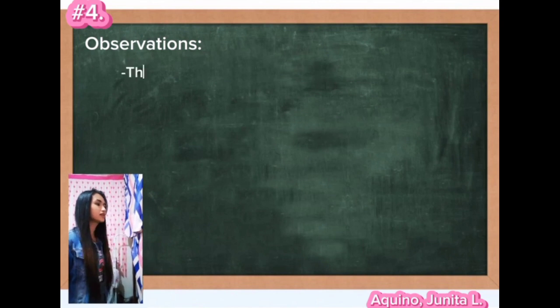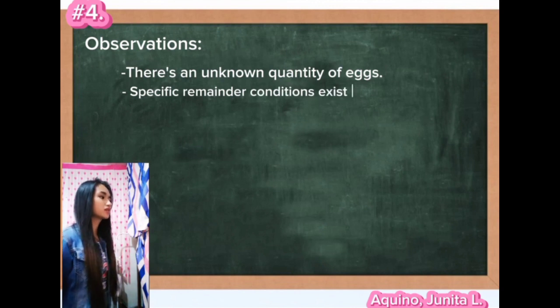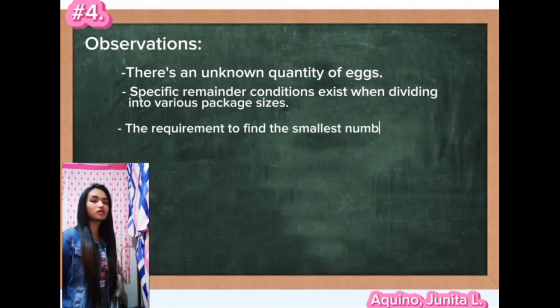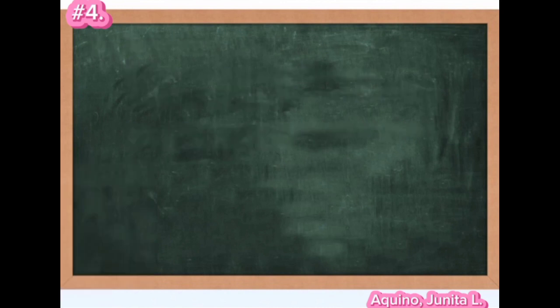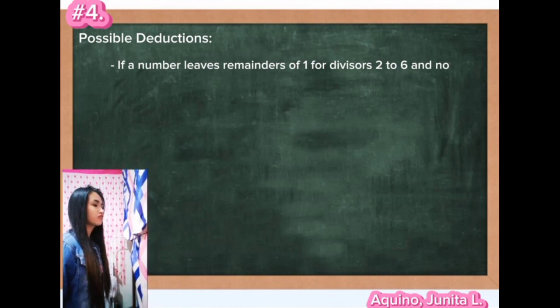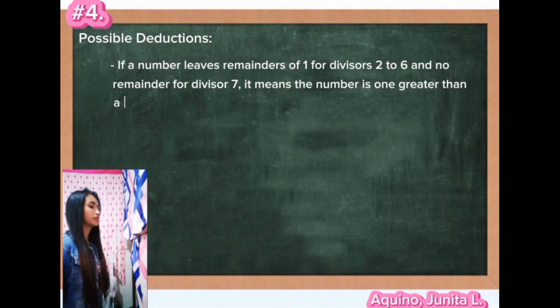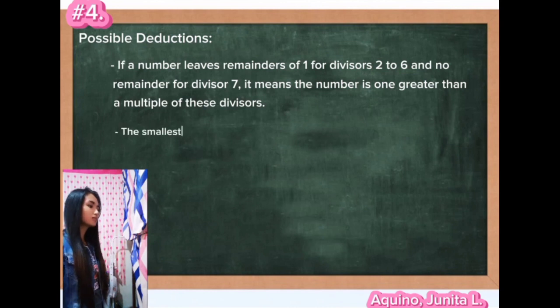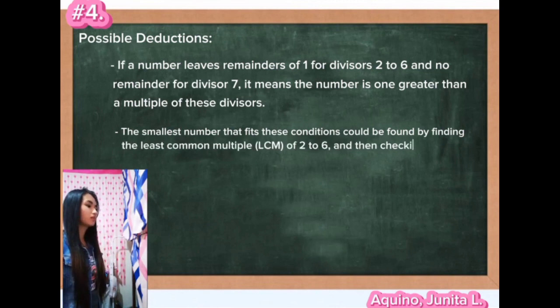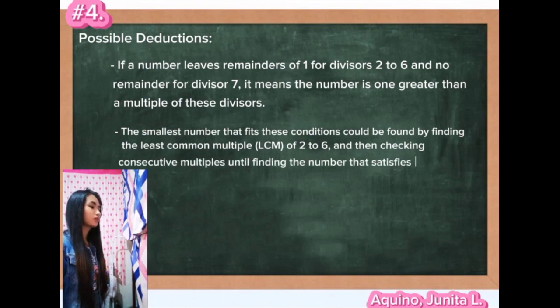My observations are, there's an unknown quantity of eggs. A specific remainder condition exists when dividing the eggs into various package sizes. The requirement is to find the smallest number of eggs complying with all conditions. Possible deductions: if a number leaves a remainder of 1 for divisors 2, 3, 4, 5, and 6, and no remainder for divisor 7, it means the number is 1 greater than a multiple of these divisors. The smallest number that fits this condition could be found by finding the least common multiple of 2, 3, 4, 5, and 6, and then checking the consecutive multiples until finding the number that satisfies the divisibility by 7 condition.